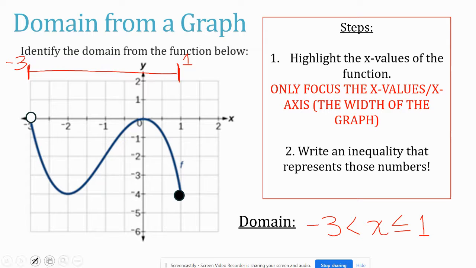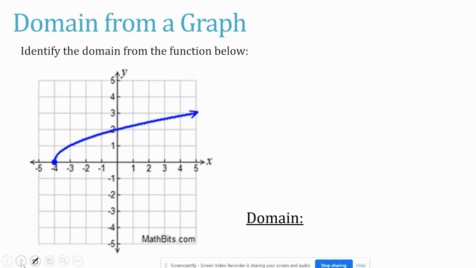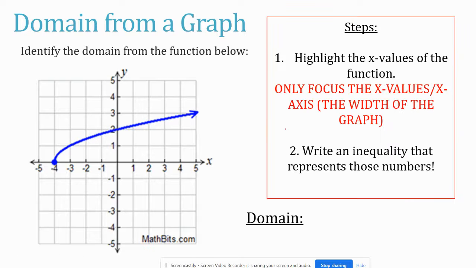Okay, let's look at another example. Okay, here we have an arrow, but we're still gonna do the same process we did before. So we're gonna highlight the x values, only focusing on how wide it is. So on Delta Math today, it might just be a line that stops, and no circle, no closed circle, so that's safe to assume closed circle. I know that seems a little confusing, but basically if there's no open circle, you can just assume that that number is included in the domain.